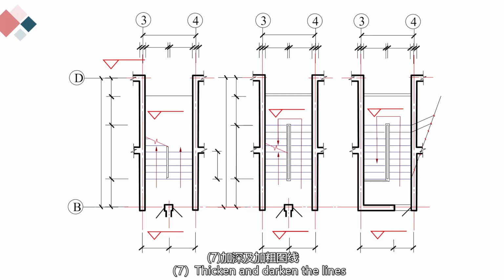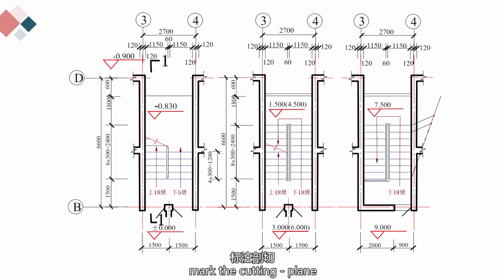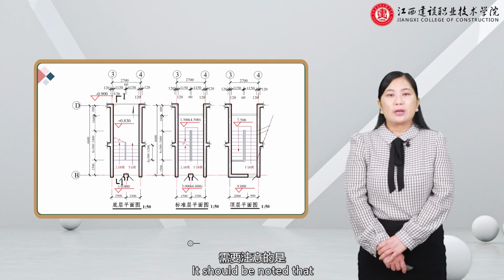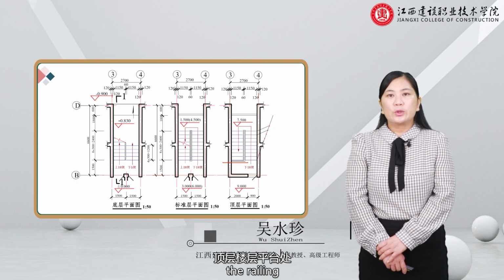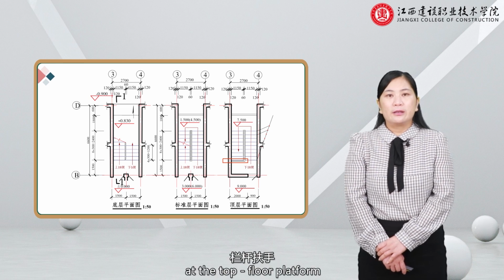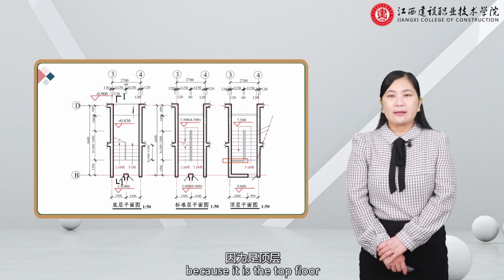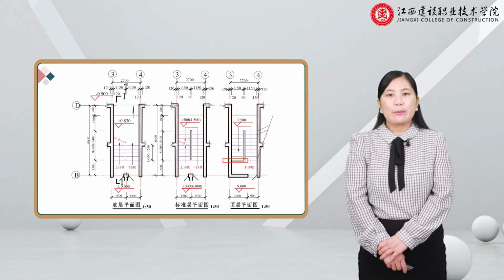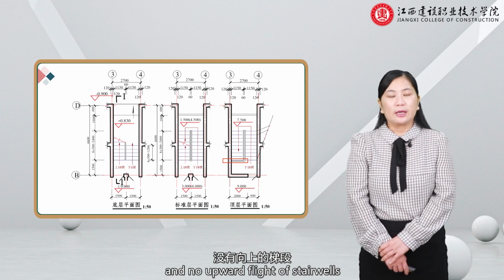6th. Check the draft and arrange the annotations, dimension annotations and elevation annotations. 7th. Thicken and darken the lines. Mark the cutting plane position symbols and names. 8th. Write all the texts on the drawing. To complete the whole drawing, it should be noted that the railing must be drawn at the top floor platform. Because it is the top floor, there is only a downward flight of stairwells and no upward flight of stairwells.